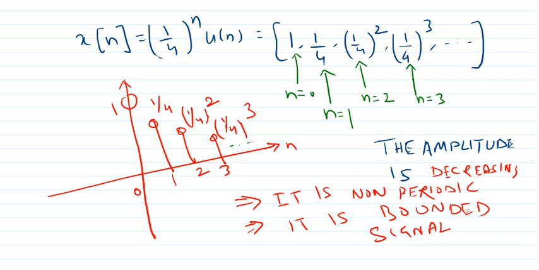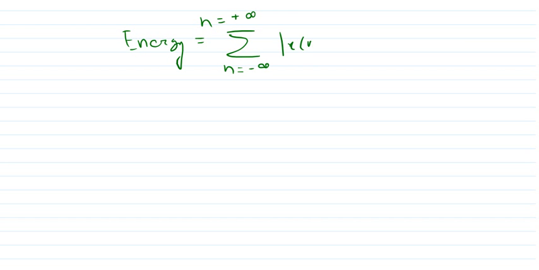If we take n equals 4, then it is 1 by 4 raised to the power 4, which is 1 divided by 256. So it is decreasing continuously. So what is the energy? What is the formula for calculation of energy? It is summation n equals minus infinity to plus infinity, modulus of x[n] whole square.